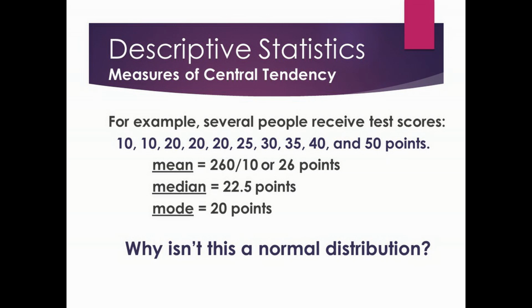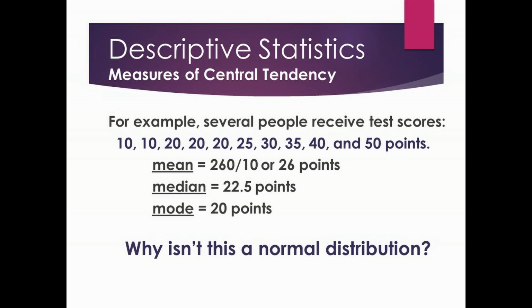Imagine that I give a quiz, and here are the test scores that people earned. One person earned a 10, another person earned a 10. There was a 20, a 20, a 20, a 25, 30, 35, 40, and 50. These are the points earned by 10 people taking my quiz. So you should be able to calculate the mean, the median, and mode, all three measures of central tendency.